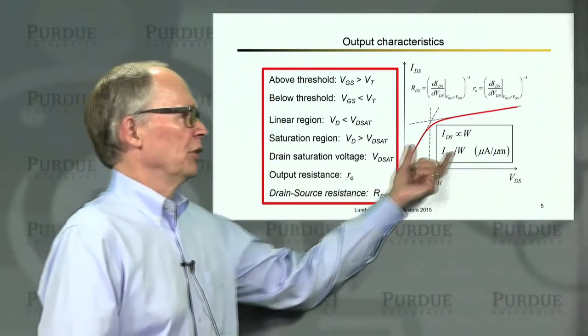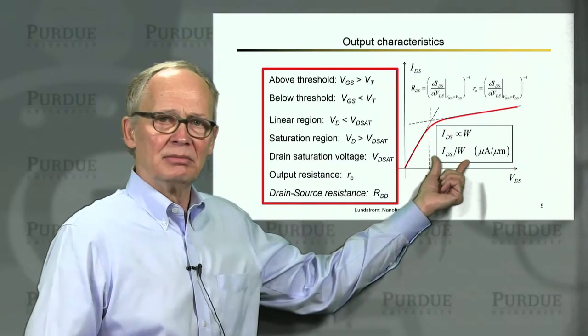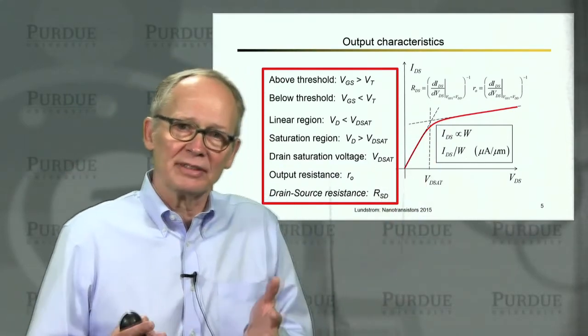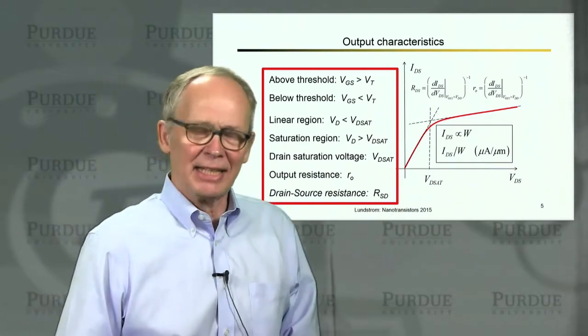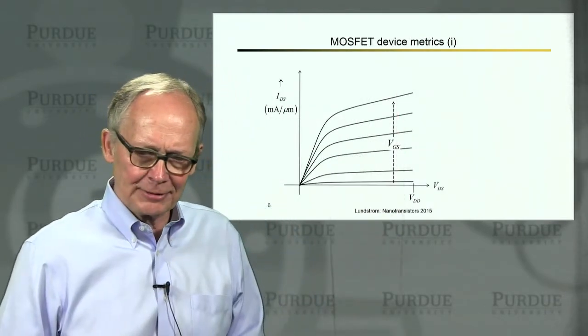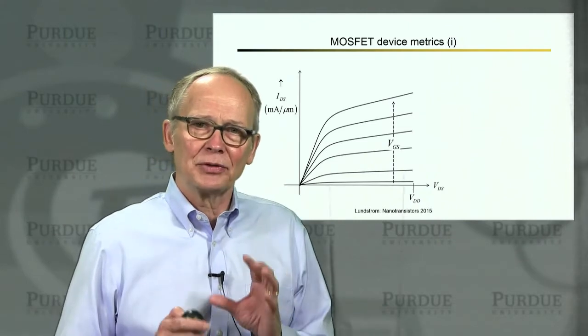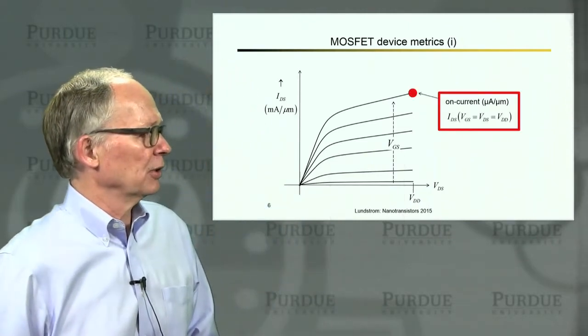You usually quote it in current per unit width because the designers will decide what width they want to use to get the current that they need. So we'll have to keep that in mind when we look at some of these units. So let's talk about the first set of device metrics that a designer would look at.